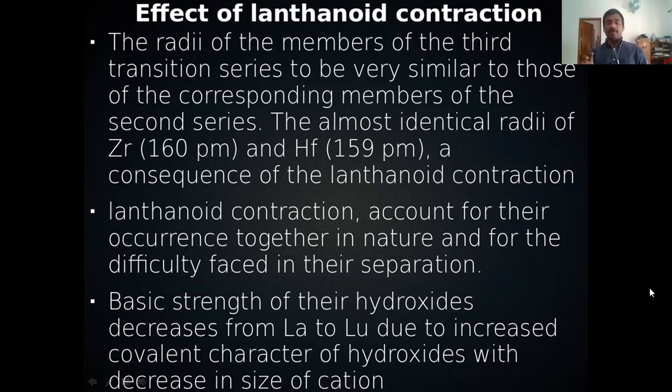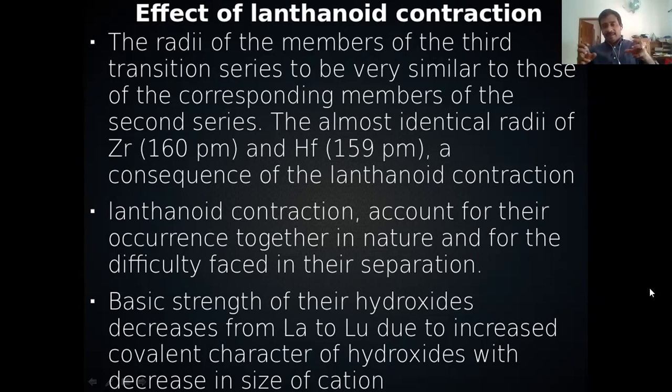Their hydroxides: La(OH)3, Ce(OH)3, Lu(OH)3, that is their hydroxides. As we move from lanthanum to lutetium, the basic strength of their hydroxides decreases. And the strength of their hydroxides depends on the ionic character of the hydroxides.